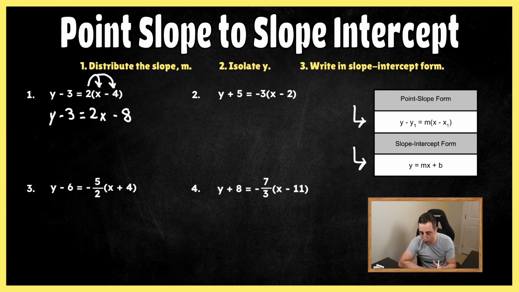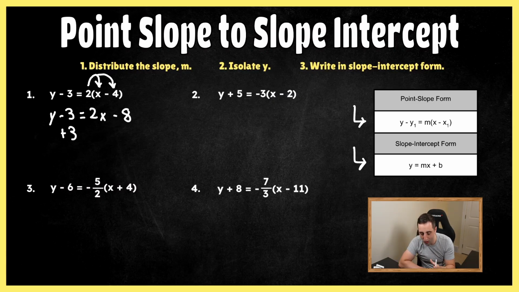And then step 2 is we want to isolate the variable y by itself, because if you look at slope-intercept form, it has y by itself on the left side of the equation. So we have to get rid of that minus 3. Well, how do you get rid of subtracting by 3? What is the opposite or the inverse of subtraction? Well, that's adding by 3. So let's go ahead and add 3 over here.